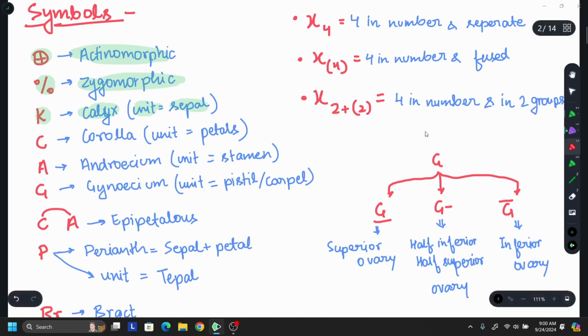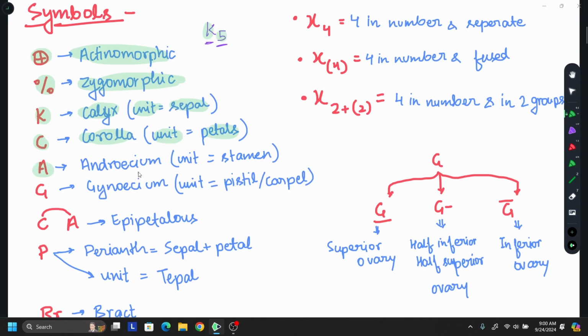So if you write K and 5 here in subscript form, in a small form, K5, this means the calyx has 5 units, or you can say the calyx has 5 sepals. So there are 5 sepals in the flower. Similarly, C represents corolla, and the unit of corolla is petals. So if you write C5, that means there are 5 petals in the flower.